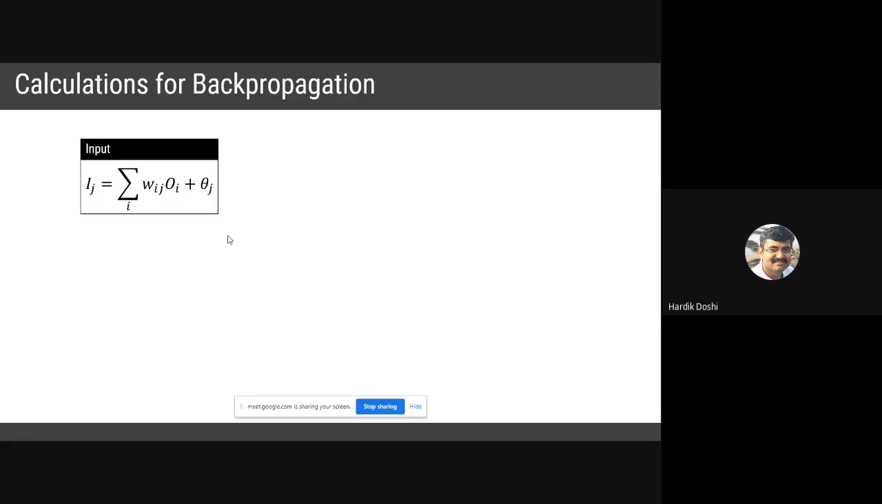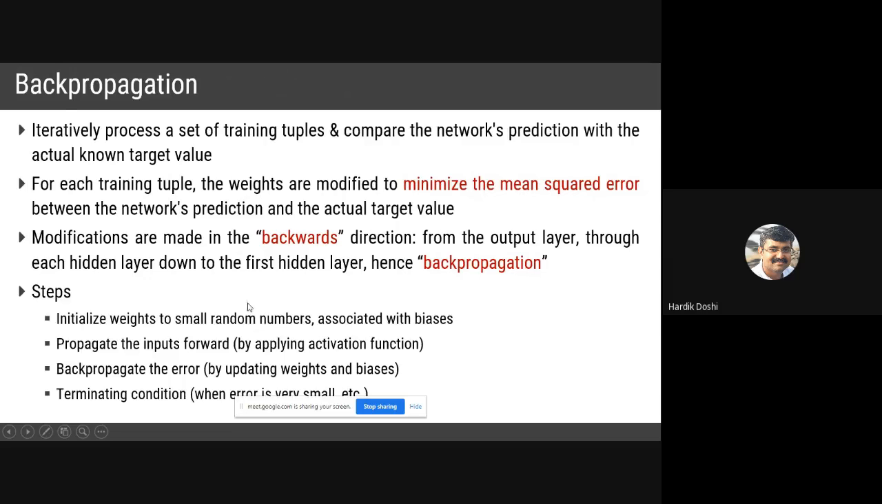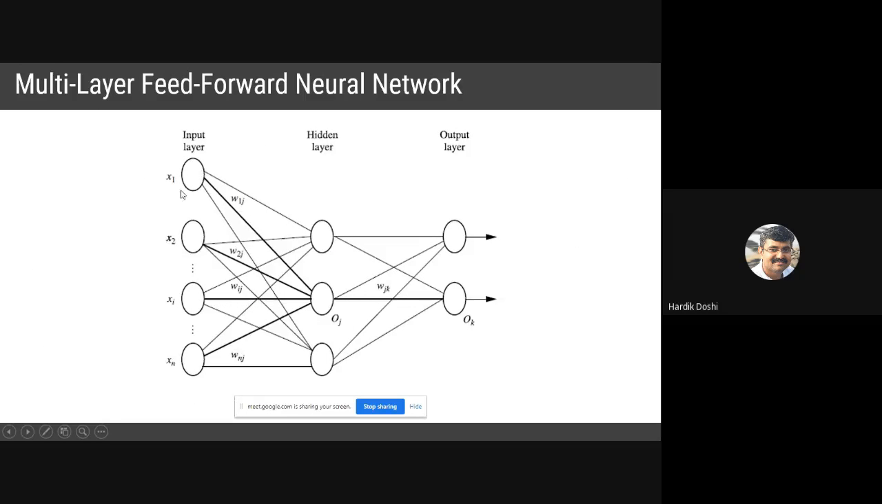Then parallelly you need to compute Oj, the output at unit number j, which is given as 1 upon 1 plus e raised to minus Ij. See, the input which you calculated is taken as an input for that particular output unit. I already told that output from this layer will be input for the hidden layer.